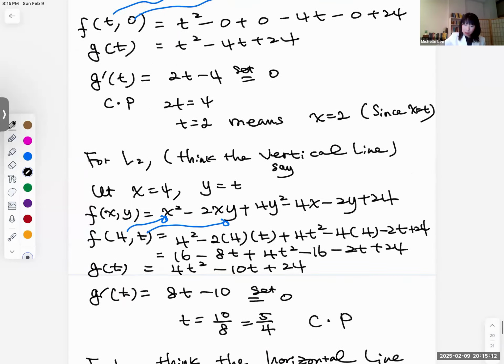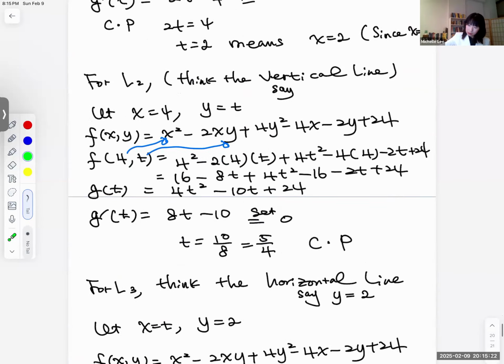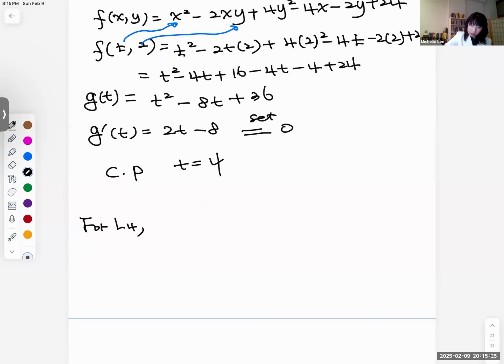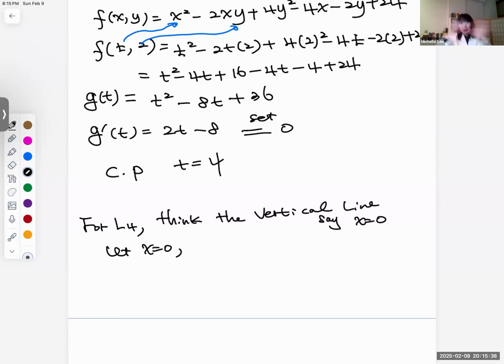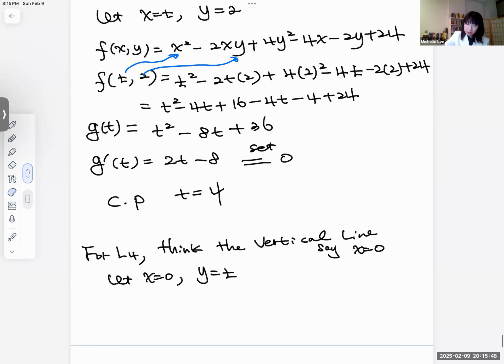Line 4. So let's take a look. Line 4 is a vertical line. So in that case, it's x equals 0, right? So let's do the thing. The vertical line, say x equals 0. Then let x equal 0. The other variable is the t. So y equals t.